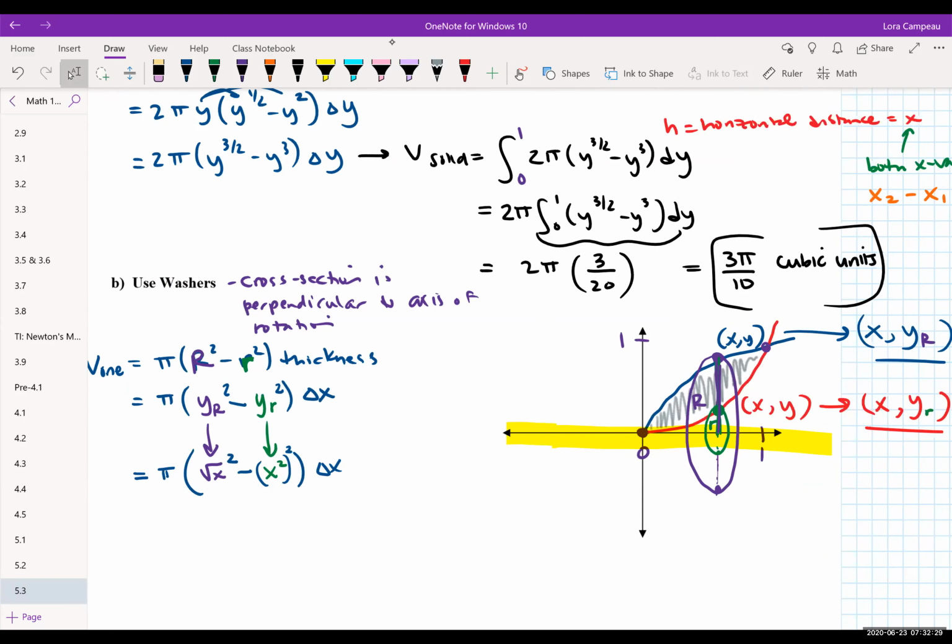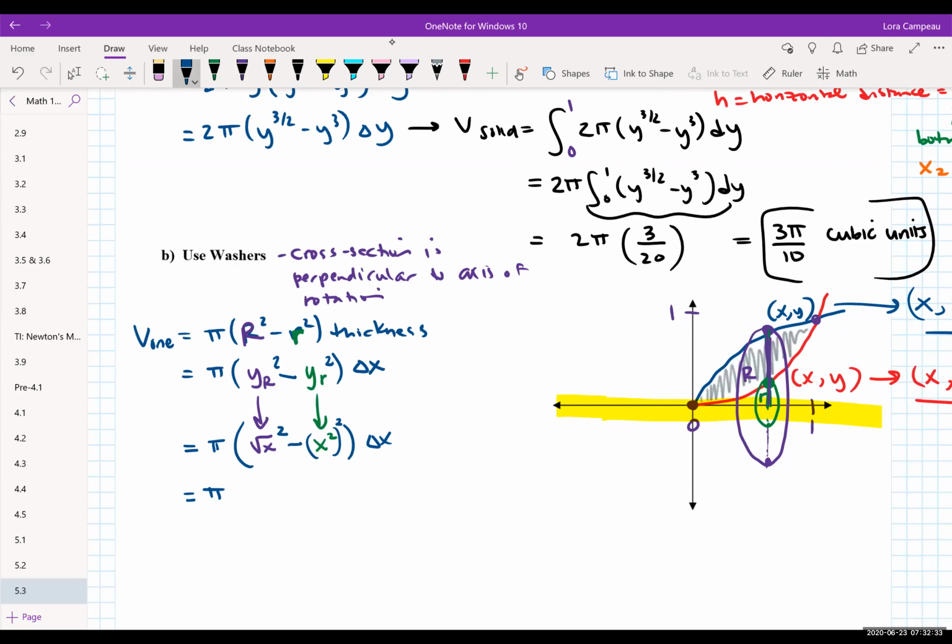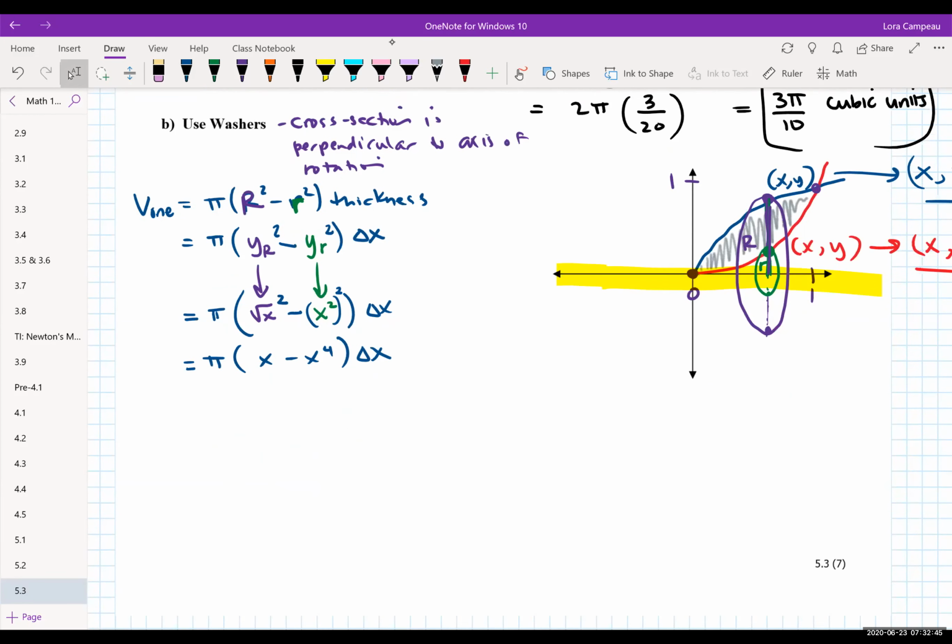You have a delta x. Clean it up a little bit. We have pi. Now square root of x squared, very friendly. That's just an x. We're happy there. X squared squared is x to the fourth. Still delta x. So now we're pretty good.